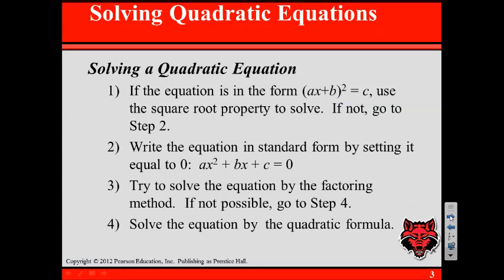Remember that when we are solving a quadratic equation, if the equation is in the form (ax + b) raised to the second power, so if you have some quantity raised to the second power and that equals a constant, you want to use the square root property to solve. If it's not in that form, we go to the next step, and we will write the equation in standard form by setting it equal to 0. You can always try to solve the equation by factoring.